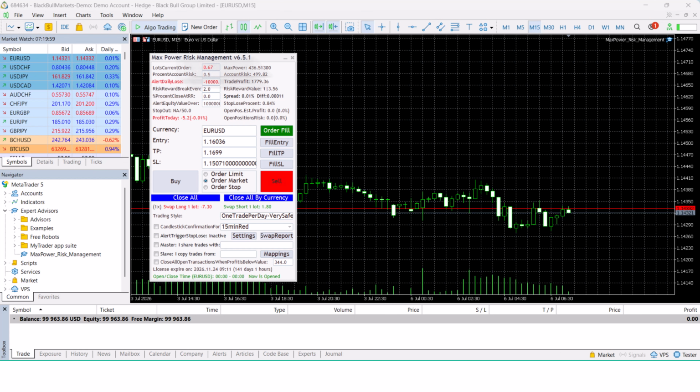Hello everybody, in this video I will show you how to calculate lot size on your USD or in forex in Metatrader 5 using Max Power Risk Management application.